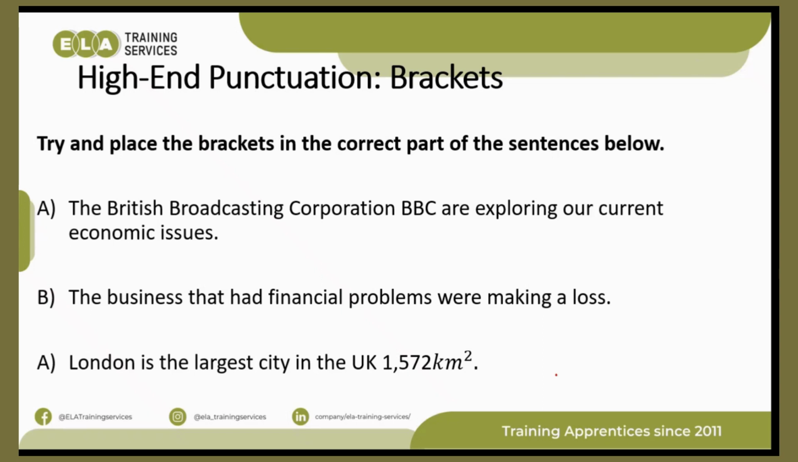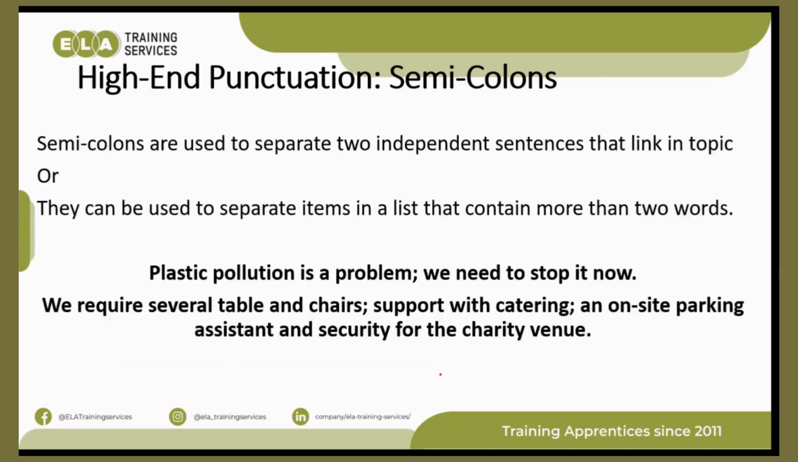Okay, let's have a look at where we put them. So the British Broadcasting Corporation, BBC, are exploring our current economic issues, and our brackets go around the acronym of BBC. Then the business that had financial problems and were making a loss. So we're going to put our brackets around that had financial problems. And then lastly, London is the largest city in the UK, and we're going to put our brackets around our dates, our measurements. So well done, fantastic.